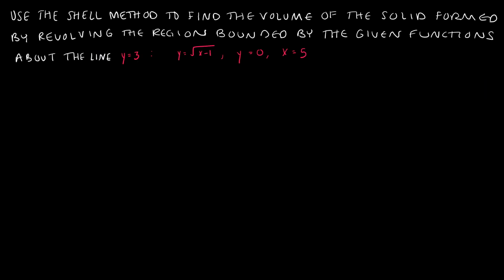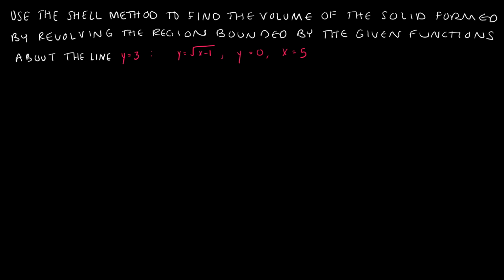Let's do one more example together, and frankly I'm just throwing everything at you in this example. This one's going to take us a little bit, and it's going to be kind of a tougher example, but let's go through it together and hopefully we'll get through okay. We're going to use the shell method to find the volume of the solid formed by revolving the region bounded by the function y equals the square root of x minus 1, y equals 0, and x equals 5 about the line y equals 3.